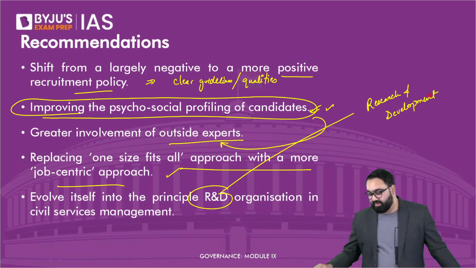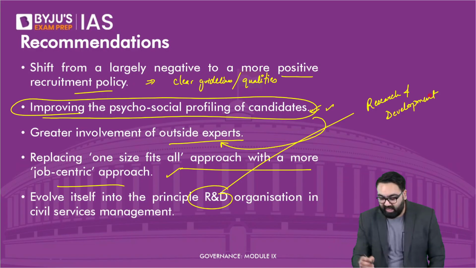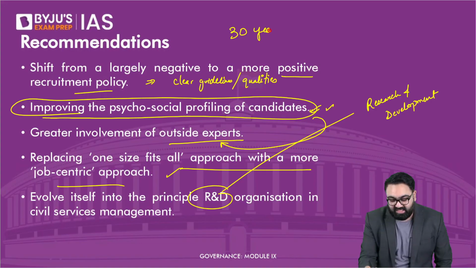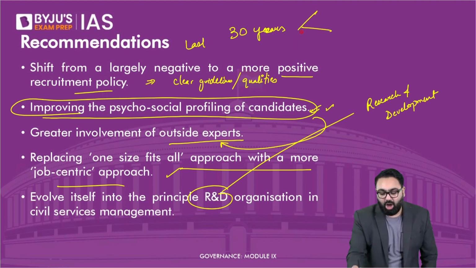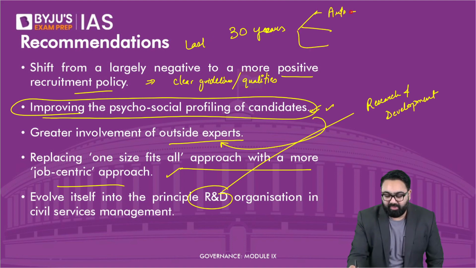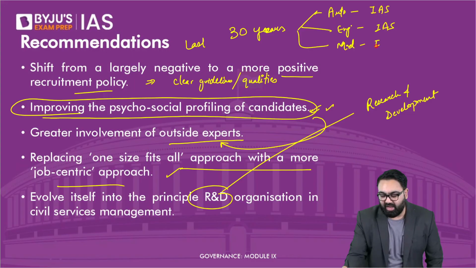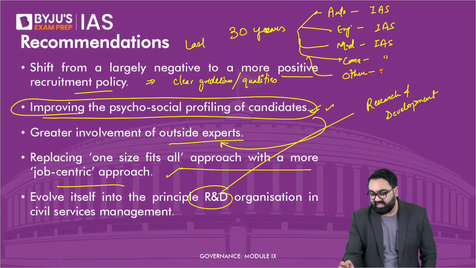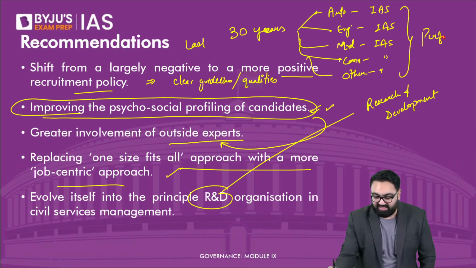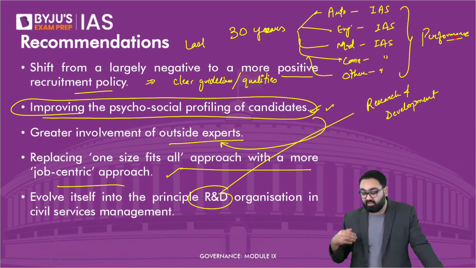For example, the UPSC should conduct research on the last 30 years. This is just an example. In the last 30 years, how many people from an arts background became an IAS officer? How many from engineering? How many from, let's say, medicine? Commerce, and others? And then see their performances. Was it like arts people performed much better in their duty? Were they able to do a better job?